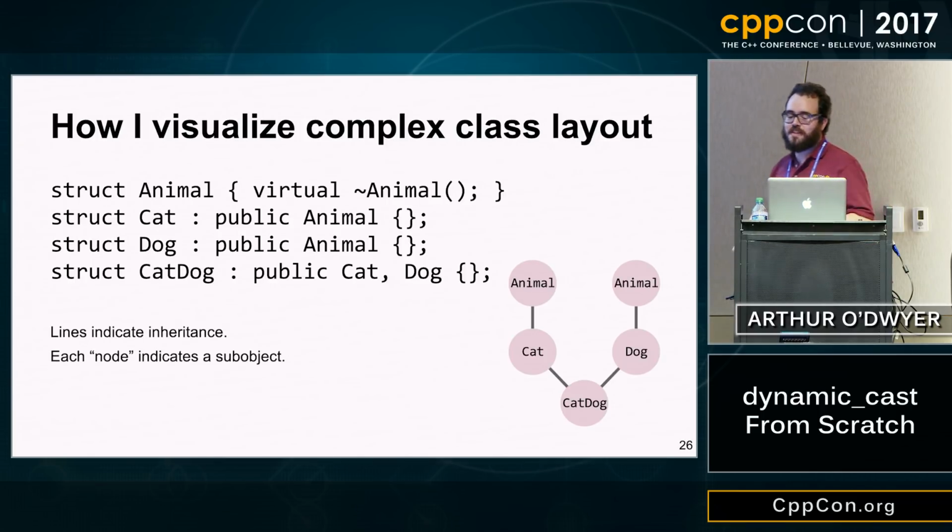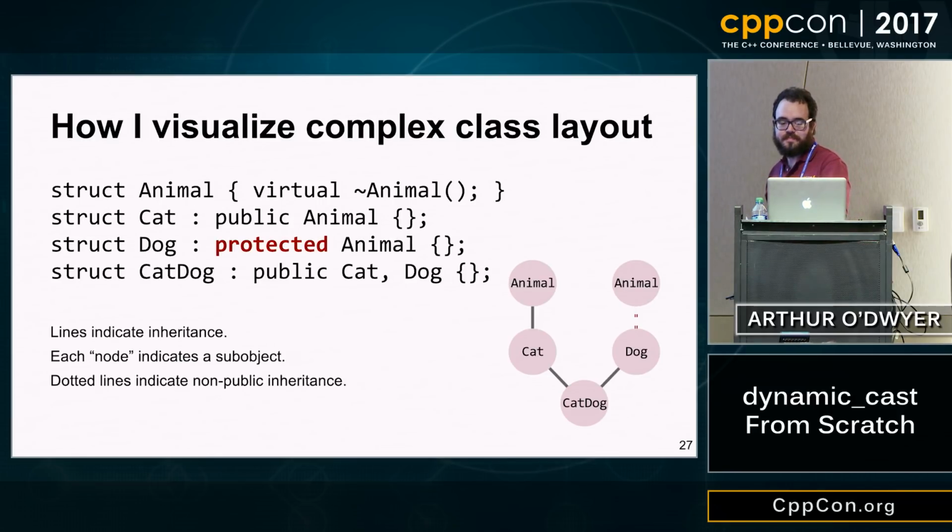Notice this is not virtual inheritance. Therefore, if I turn this sideways, it looks an awful lot like the diagrams we were drawing with the big boxes. It's just more compact. In the case that there's non-public inheritance, I'm going to draw a little dotted line instead of a solid line. So here, Dog has a non-public Animal base, and that will become relevant when we talk about dynamic cast.